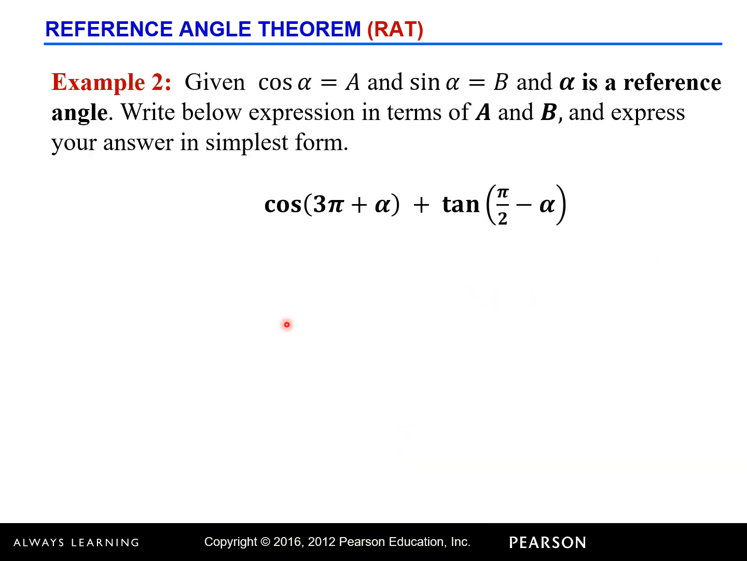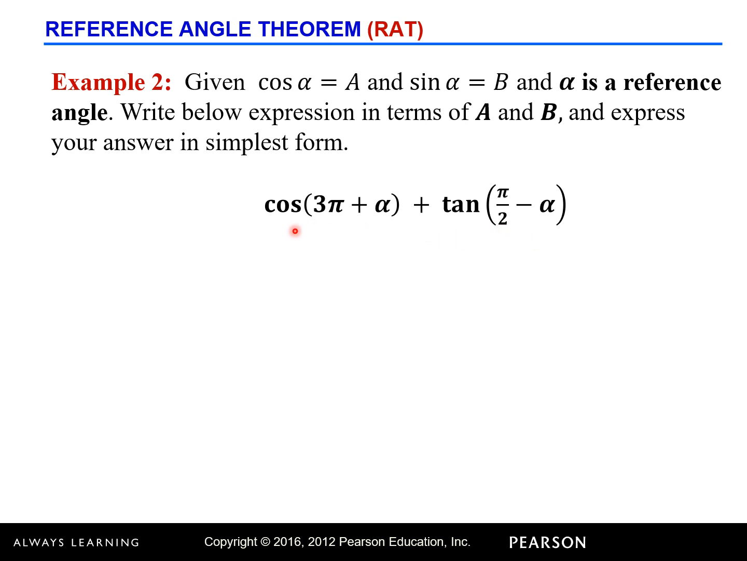In this example, given cosine alpha is A and sine alpha is B, and alpha is a reference angle, meaning it is an acute angle, write the expression below in terms of A and B and express the answer in simplest form. So the given is cosine of 3 pi plus alpha plus tangent of pi over 2 minus alpha.